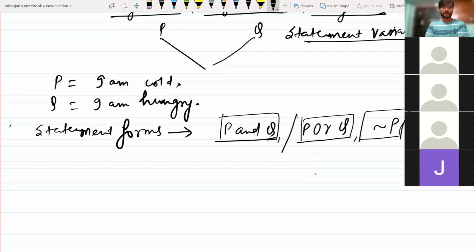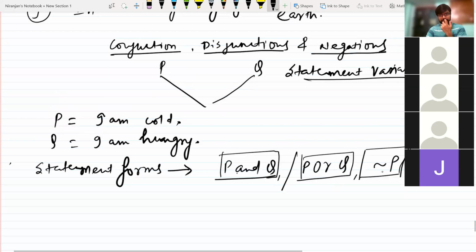Okay, so when you apply an operation on these statement variables, I repeat, when you apply any operation on statement variables, you get statement forms. So what operation did you apply here? You applied and, you applied or, then you applied negation of P, then negation of Q. Once you apply any kind of operation on any statement variable, you get statement forms. So this was your statement variable, this was your statement variable. You applied one operation here, another operation here. All these are examples of statement forms, right?